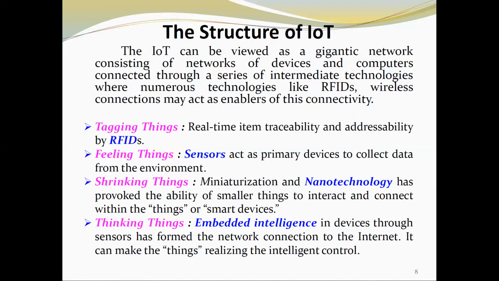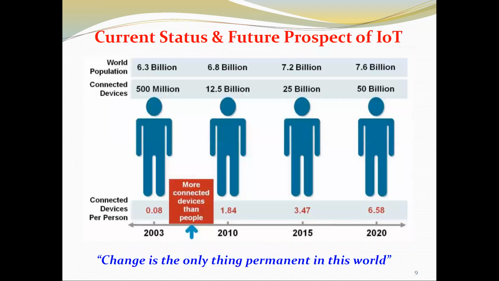And next is thinking things, that is embedded intelligence in devices, which through sensors form the network connection to the internet, and it may be the things realizing intelligent control, right? The things that are connected to the network take their own decisions or develop themselves in an intelligent manner, right? So basically it is the thinking part that the whole IoT structure will consist of.